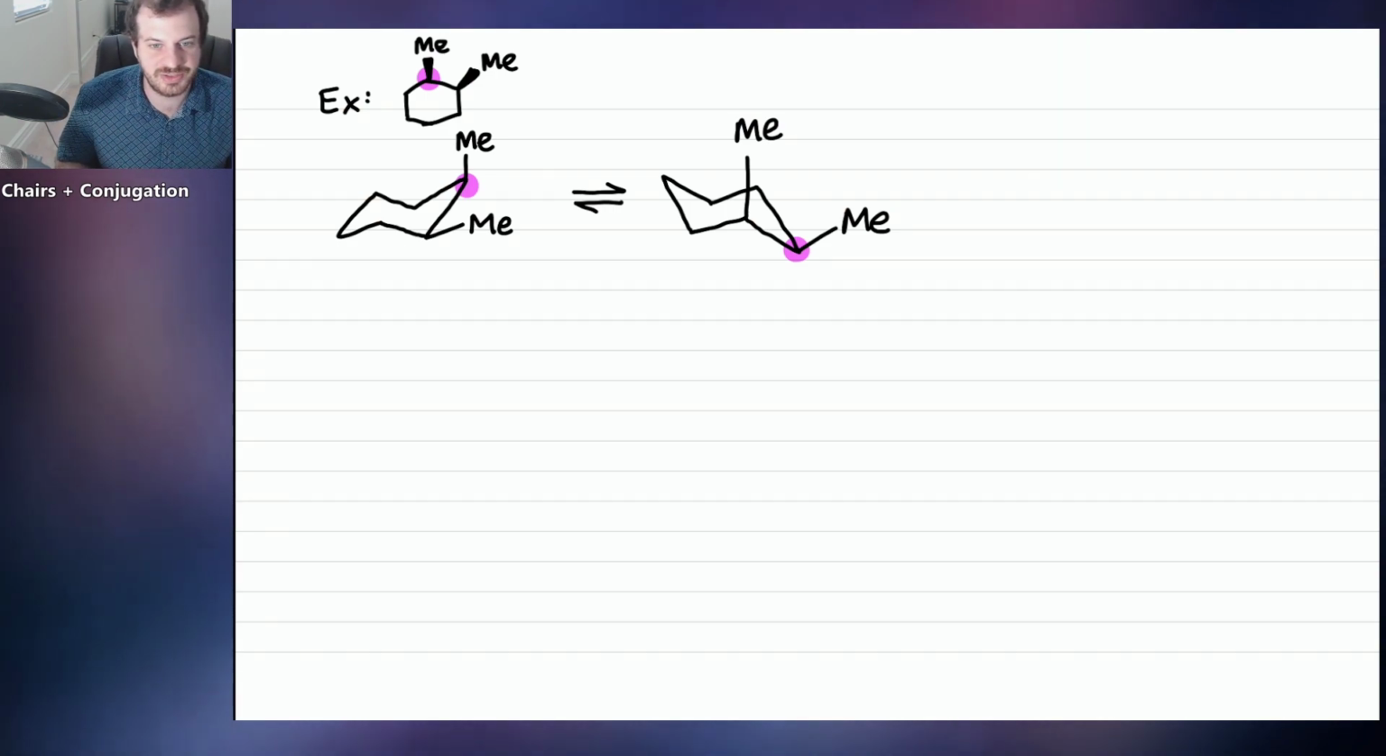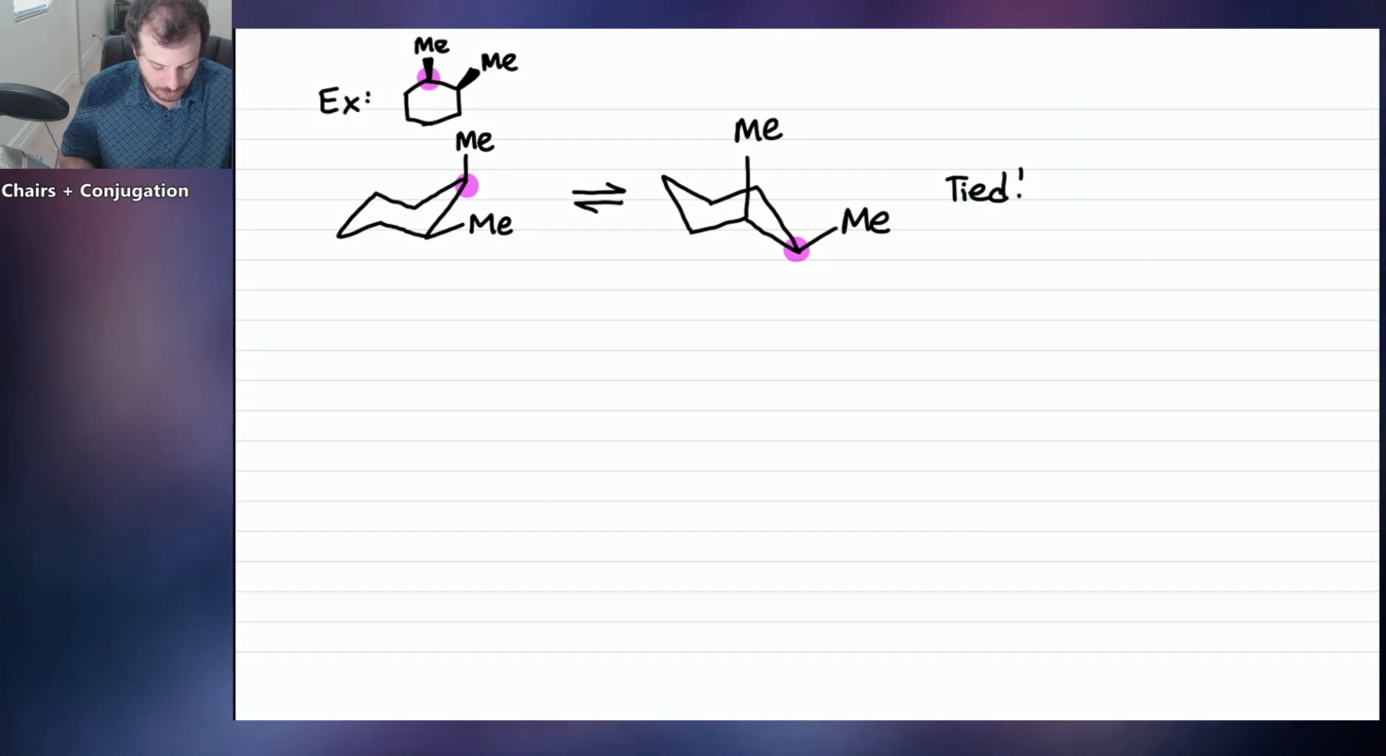Okay, so which one of these is more stable? They're tied because each one of them has one axial and one equatorial. In the first case, this methyl is axial and this methyl is equatorial. And in the second case, this methyl is equatorial and this methyl is axial. So it's a tie. So sometimes there isn't a clear winner and sometimes there's a perfect tie. So this is going to be tied. No clear winner.